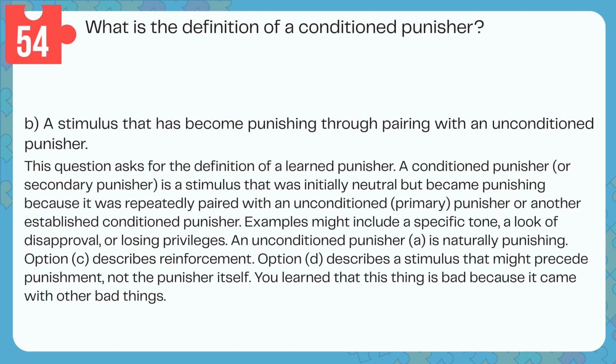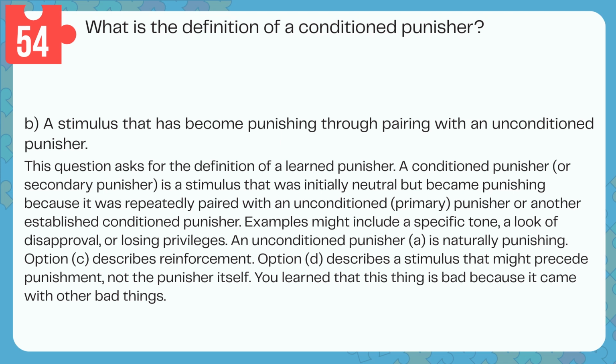Answer B. A stimulus that has become punishing through pairing with an unconditioned punisher. This question asks for the definition of a learned punisher. A conditioned punisher, or secondary punisher, is a stimulus that was initially neutral but became punishing because it was repeatedly paired with an unconditioned, primary, punisher or another established conditioned punisher. Examples might include a specific tone, a look of disapproval, or losing privileges.